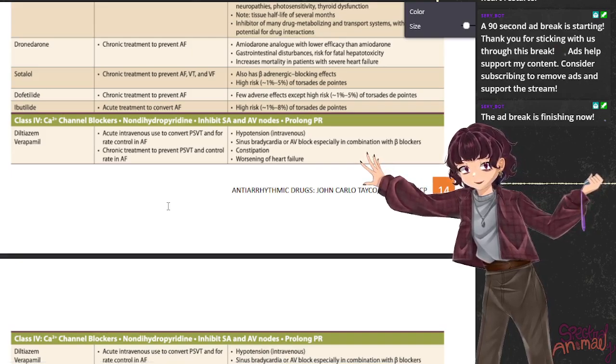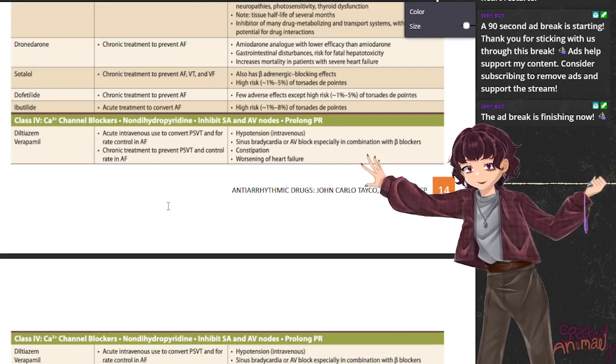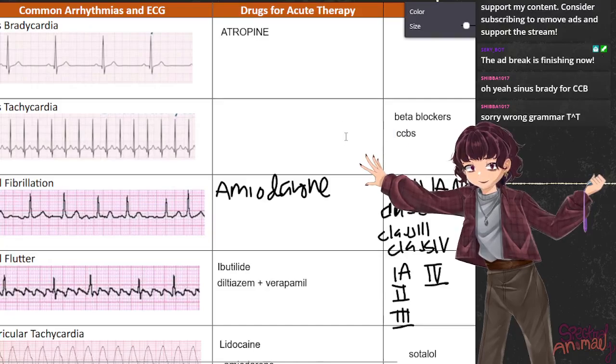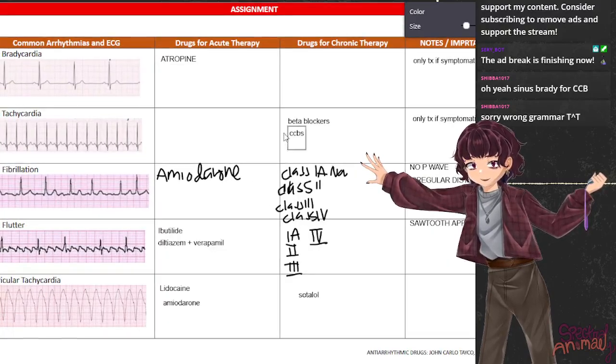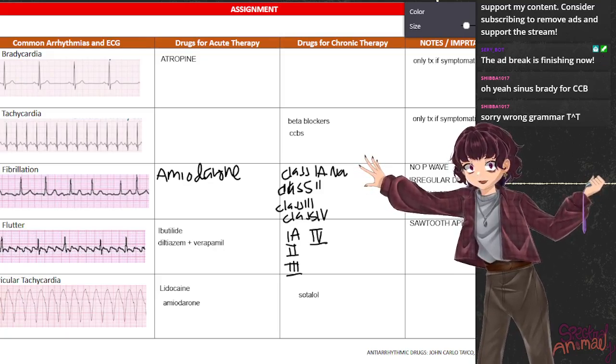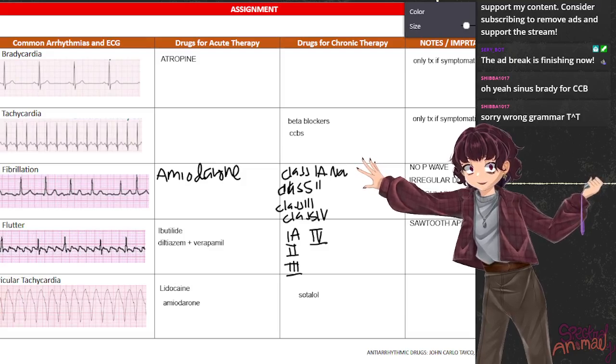Diltiazem and verapamil are going to be for acute IV for PSVT and atrial fib. But asymptomatic bradycardia, you don't really have to treat it. They're asymptomatic because they're good.